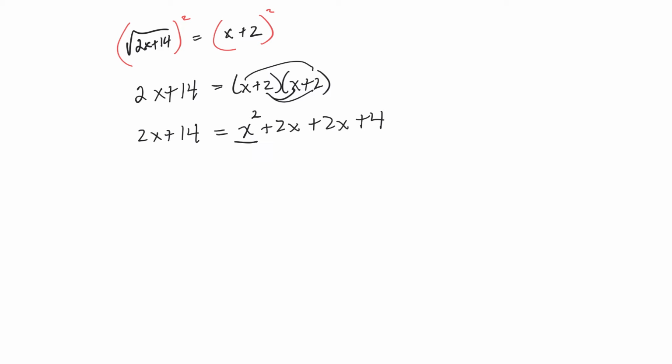Now, since I have a quadratic, I need to bring everything to one side. So let's subtract 2x here and subtract 14. So over here, I need to subtract the 2x and subtract the 14. So I'll have 0 equals x squared. Let's collect like terms. 2x plus 2x is 4x, minus 2x would be a positive 2x. Okay, and then 4, take away 14, negative 10.